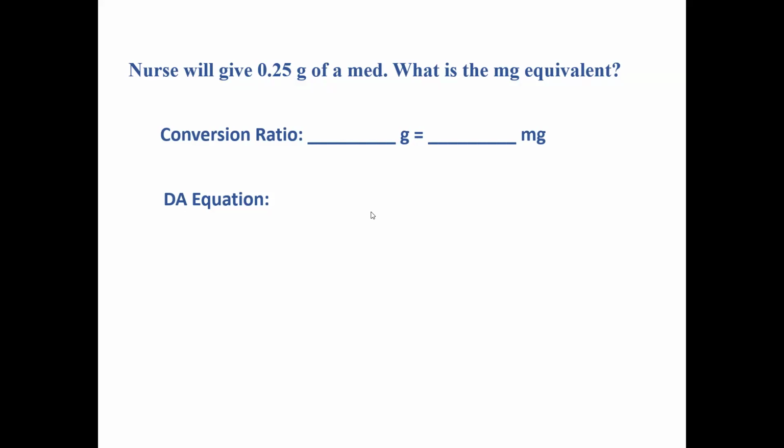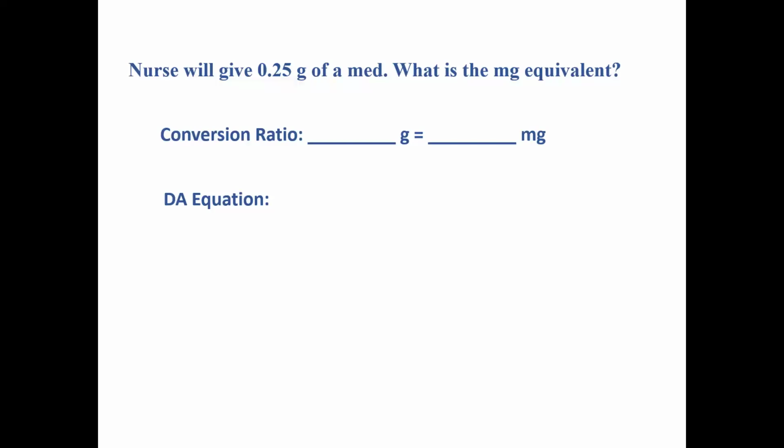Okay, so here we have a problem where we've got a nurse that's going to give 0.25 grams of a medication, and we've got to figure out what its milligram equivalent is. So our conversion ratio, the conversion fraction that we're going to be looking for, has to change grams to milligrams, something like that. I've laid it out here so we can have a map, a plan.